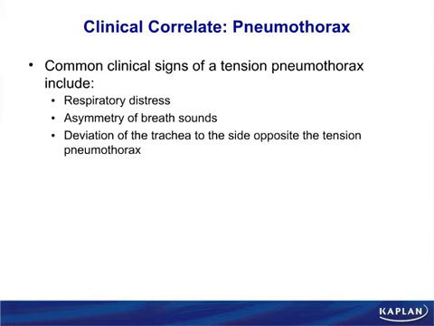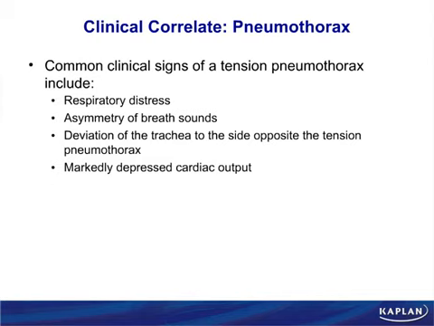In addition, you're going to deviate the trachea. This positive pressure is going to push the trachea. It's going to cause it to deviate to the side, opposite of the tension pneumo. So in other words, if I have a left side tension pneumo, I'm going to push the trachea toward the right side. So deviation of the trachea, asymmetry of breath sounds, respiratory distress, it's all telling you tension pneumothorax.